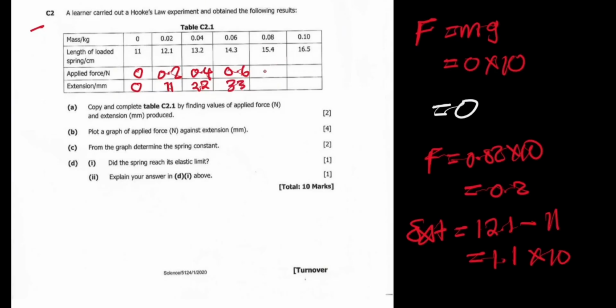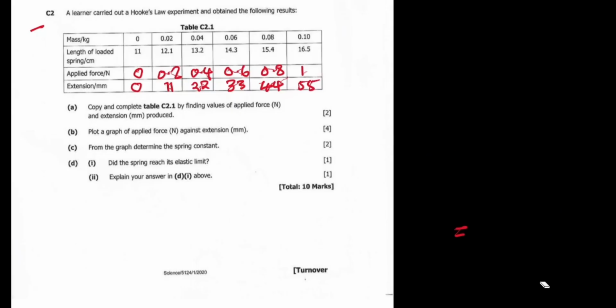The same is true here. We're going to get 0.8 for the force. And the extension is 15.4 minus 11, which is going to give us 4.4 times 10. It's going to give us 44. And here, 0.1 times 10 is actually going to give us 1. Now the extension is 16.5 minus 11 here, which is going to give us 5.5 times 10. That is going to give us 55. So that is how we are going to fill that particular box. So make sure you understand how that is done.